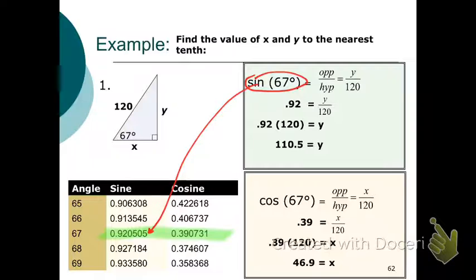Then we're going to do the exact same thing with the cosine of the angle. Cosine is adjacent, so that's a little typo there. Let's fix that. It's supposed to be adjacent over hypotenuse. So the cosine of 67 is going to be x over 120. And it turns out in our cosine table that 67 degrees gives us 0.390731. Plug that in for the cosine, solve for x, 46.9.